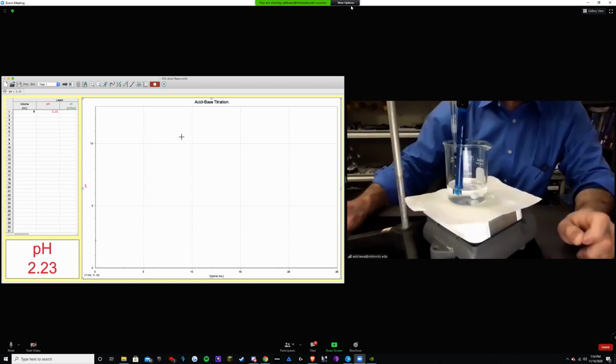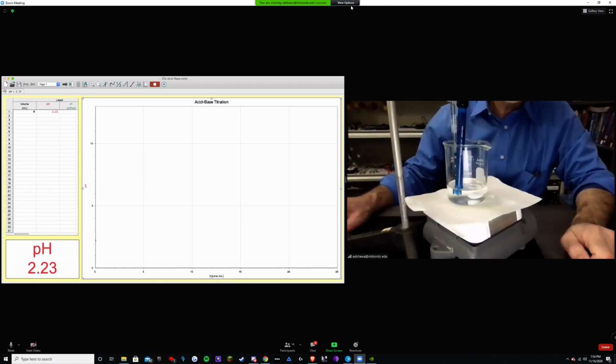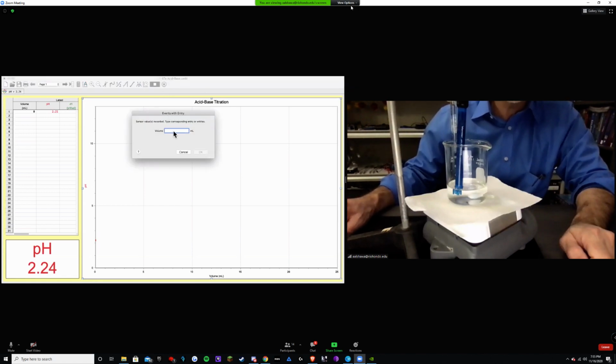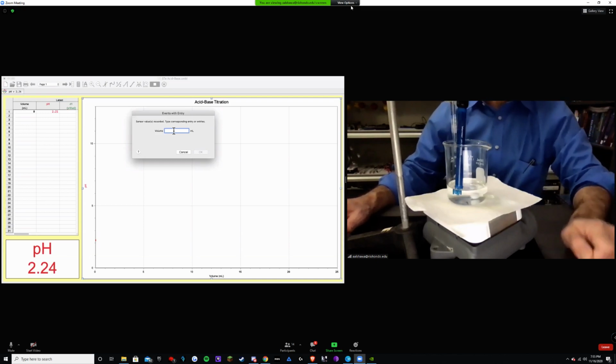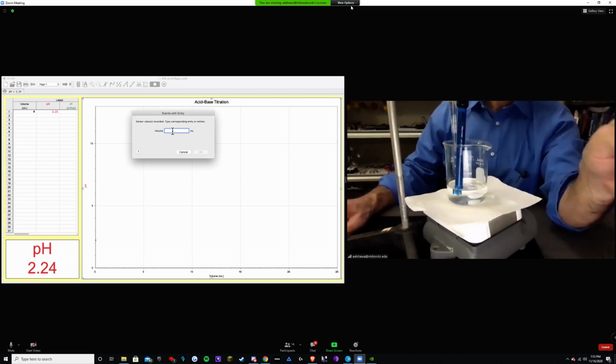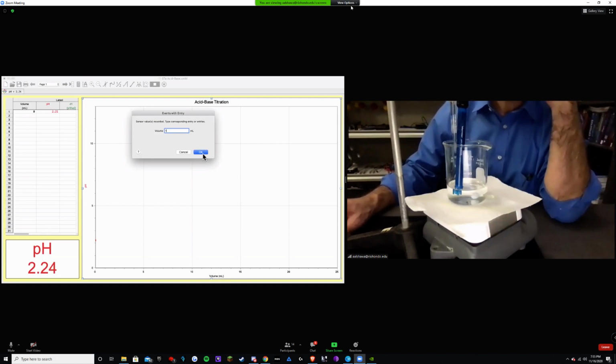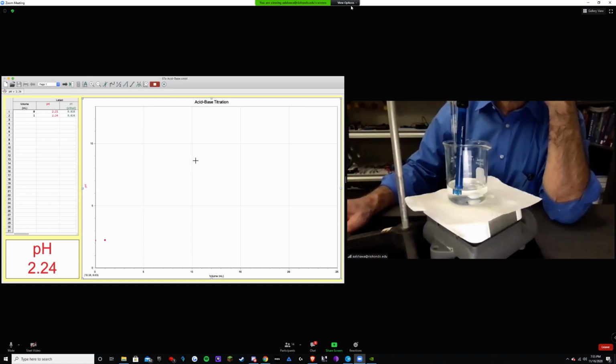Now the reading is at 1 milliliter. Watch for those numbers. Once those values stabilize and are not moving, it means you're ready to collect, or to keep, those data. 2.24. Okay, so let's keep those data. Hit keep, and a window pops up. So far, I've added 1 milliliter, so I'm going to write down 1. Okay, I'll continue on adding.